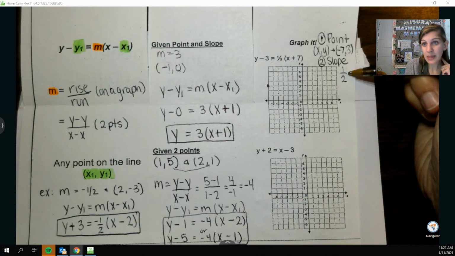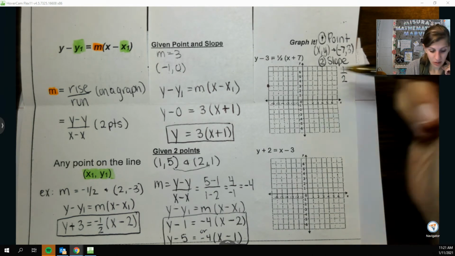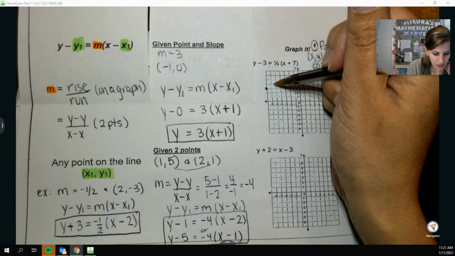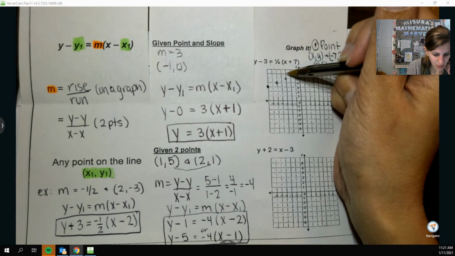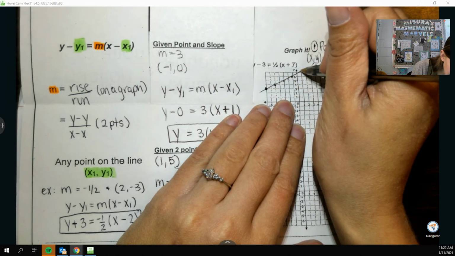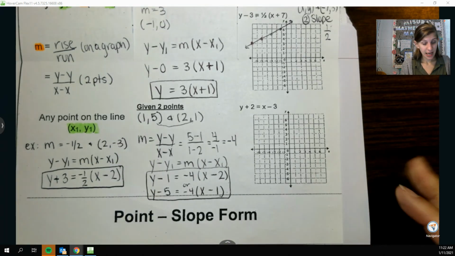And then my slope gives me a direction. This is telling me rise 1, run forward 2. So from here, I've got to go up 1 and then forward 2. And I can do it a bunch of times, up 1, forward 2, up 1, forward 2. That just gives me a lot of good points to connect and make a really nice straight line. Okay, so last one to try.